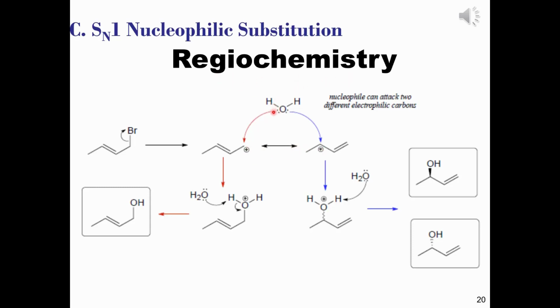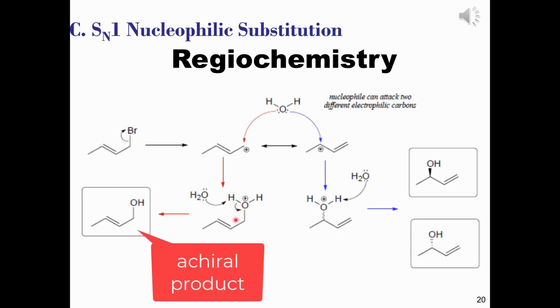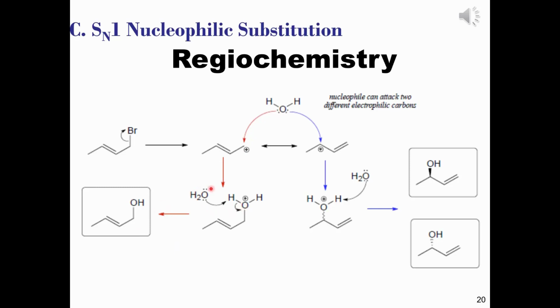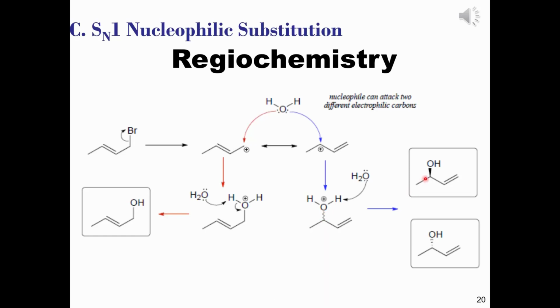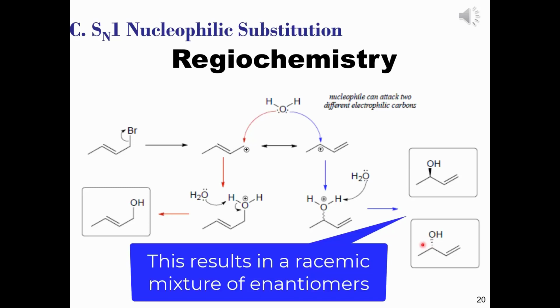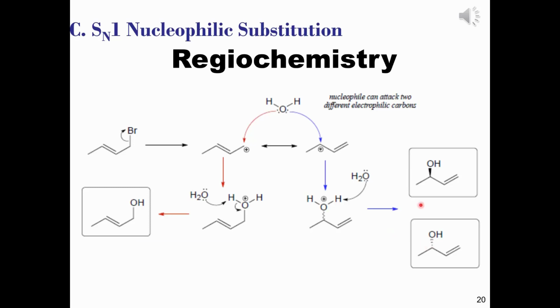So if it were to attack the primary carbocation, then we would form an achiral product as seen by the red pathway. But if it attacks the blue route, we can see that the secondary carbocation, which is really the allylic position, the water then can either attack from the top or the bottom. And the wavy line just indicates that there are two possible enantiomers here. Either the water attacks from the top, which is indicated by the top product, or the water attacks from underneath, which is indicated by the second enantiomer. And this gives the racemic mixture.